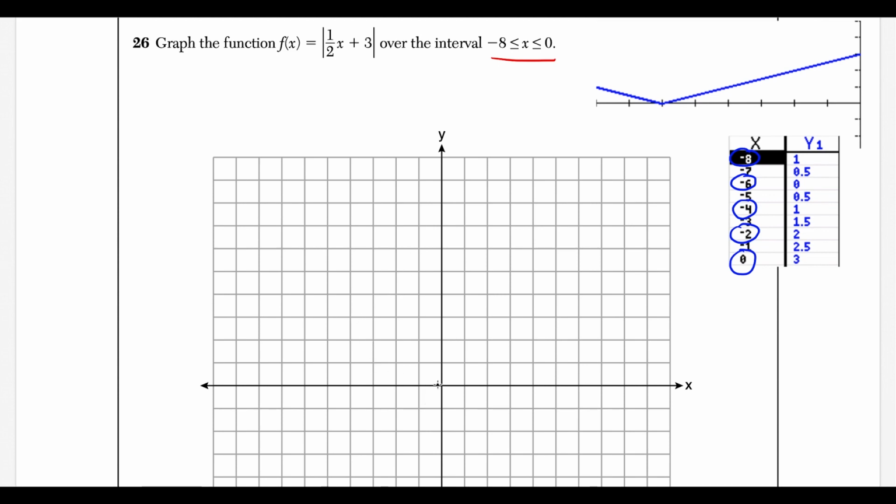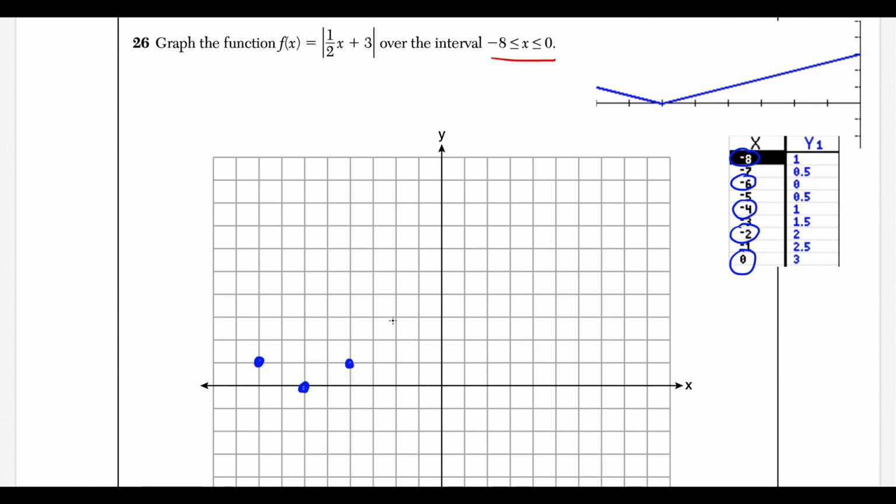So if we count this out now, we have negative 8, 1. So we're going to the left 1, 2, 3, 4, 5, 6, 7, 8, and we're going up 1. So this is 1 point that we're plotting. So we're going from negative 8 and we're stopping at 0. Now negative 6, 0 is the next point on this graph. And then we have negative 4, 1 would put us over here.